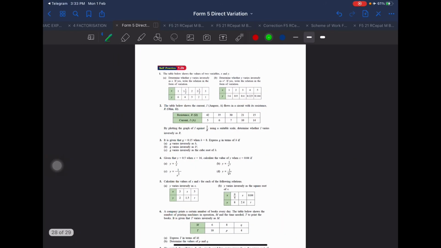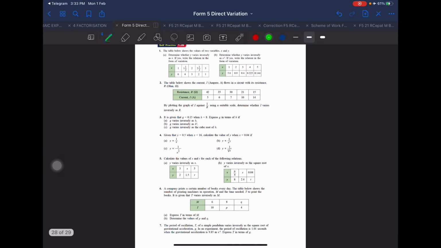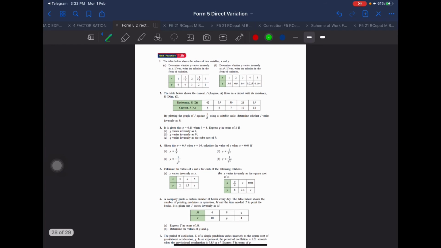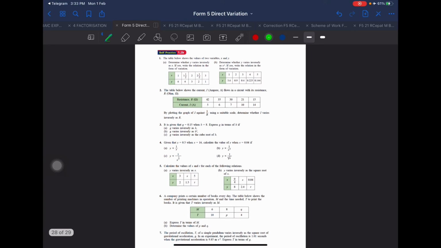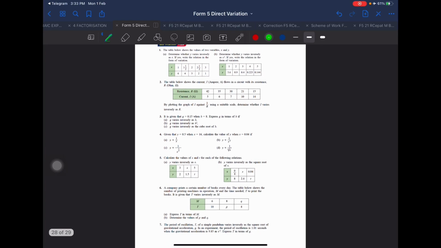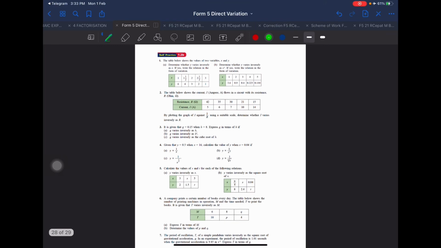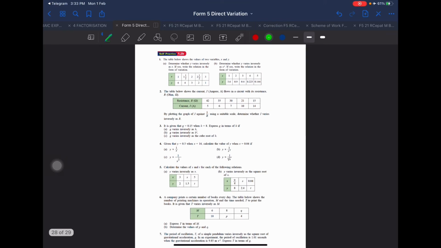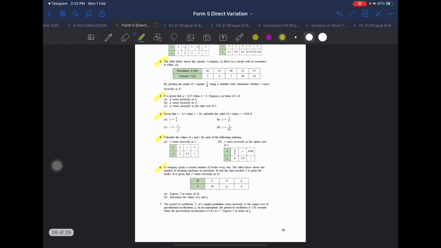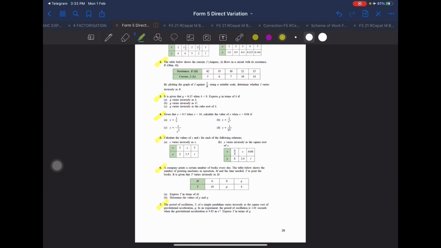Self-practice 1.2b. There are 7 questions over here. Although it looks like quite many, it's actually a simple one. You can finish it in 15 to 20 minutes only. So this is your second task for this week. I want you to do question number 1, 2, 3, 4, 5, 6, and 7.